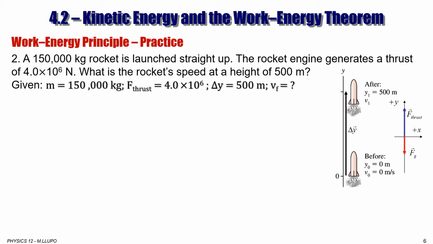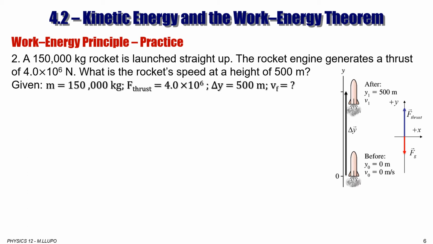Here is another practice. A 150,000 kilogram rocket is launched straight up. The rocket engine generates a thrust of 4 times 10 to the power of 6 Newton. What is the rocket speed at a height of 500 meters? What is given? It's a massive rocket. It's 150,000 kilogram.